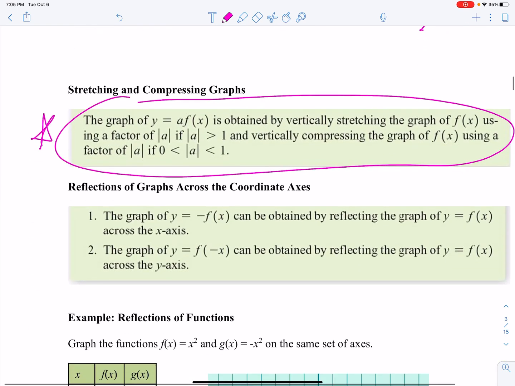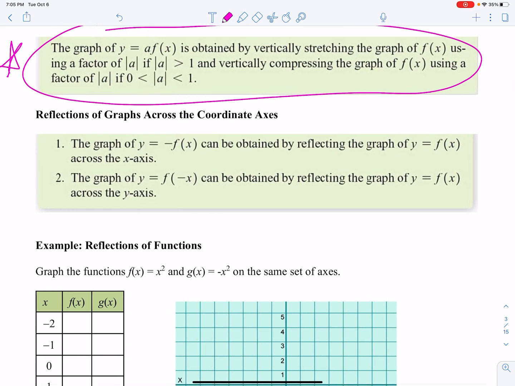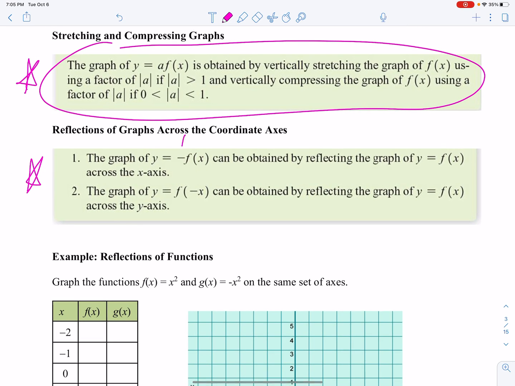Okay, very important. We also have reflections, right? So think of reflections just like a mirror. You look at your reflection in the mirror, it's completely opposite, right? So what they're telling you here is if we take any function and multiply the whole function by a -1, we're going to flip it across the x-axis. I'm going to show you an example in just a minute.